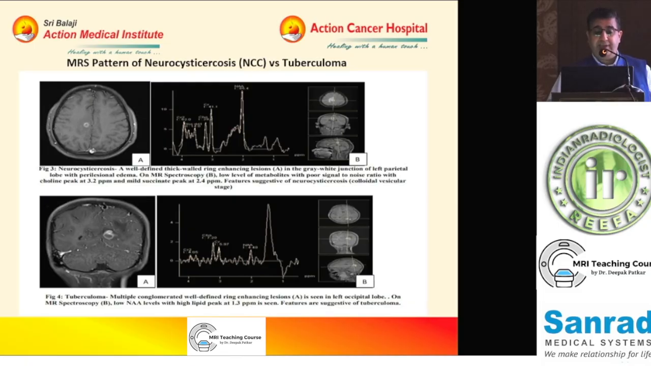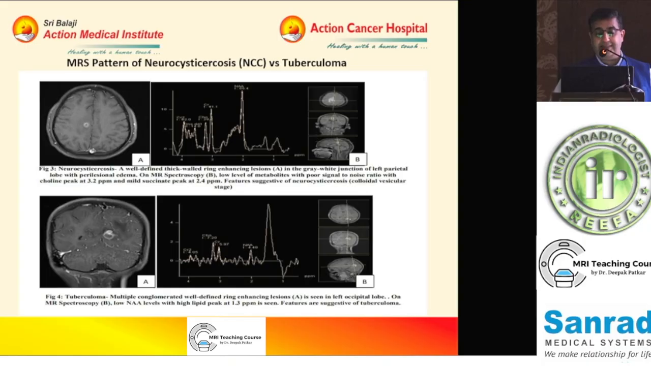Now, how do we differentiate NCC versus tuberculoma? In NCC, we can see a ring lesion, typically at the grey-white interface with surrounding perilesional edema. When we put the spectro, what do we get? We get a lipid lactate peak. NAA, choline and creatine are maintained. And what about this? We get a succinate peak at 2.4 ppm.